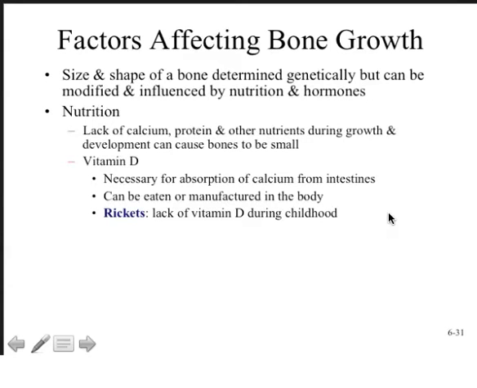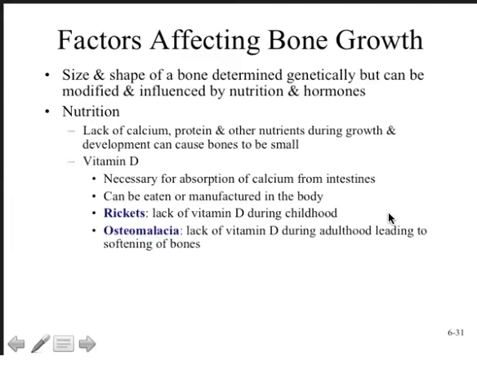Rickets is the result of a lack of vitamin D during childhood, and what happens is that the bones are extremely soft and easy to malform. Individuals with rickets will often have an abnormal bowing of the long bones, especially those that carry a significant amount of the body's weight. Osteomalacia is a lack of vitamin D during adulthood that leads to a softening of the bones and also, again, to unusual bone shapes.